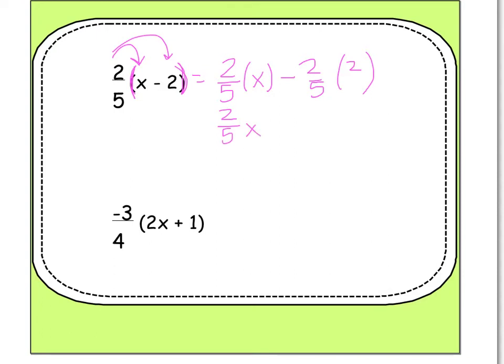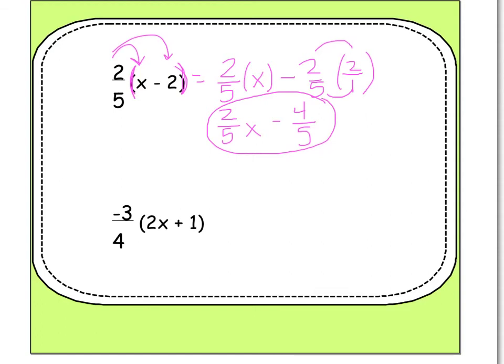2/5 times x is going to give us 2/5 x. And here we're multiplying a fraction times a whole number. It's easier for us if we multiply it times another fraction. So I'm going to make this 2/1 so that I can use my rules for multiplying fractions. It's multiplying fractions, no big problem, top times top, over bottom times bottom. So we've got 2/5 x minus 4/5 for our final answer.